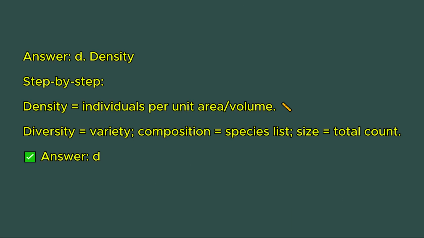Answer D. Density. Step by step. Density is individuals per unit area or volume. Diversity is variety. Composition is the species list. Size is the total count. Answer D.